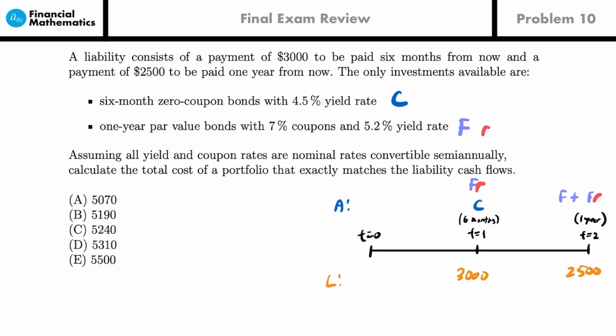That's not going to work. So what we have to do instead here is calculate the cost of the portfolio by calculating the present value of the assets. But you might be thinking, how are we going to do that? We don't know what F or C are.